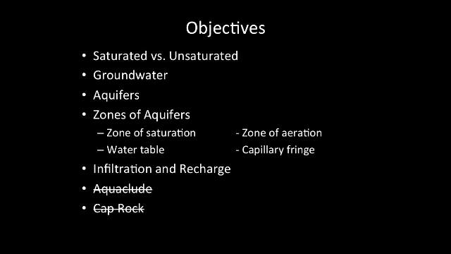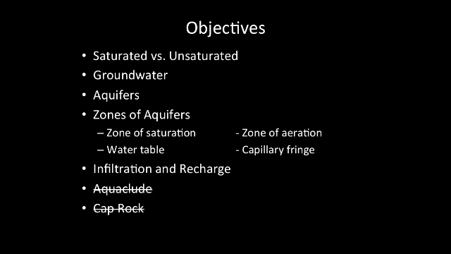Alright guys, so in this video we talked about a lot of stuff. Saturated versus unsaturated, groundwater, aquifers, zones of aquifers and the parts that are in there, infiltration, recharge, we talked about impermeable. Now we didn't get to aquiclude, we'll talk about that in class. It's real simple if you want to write it down. An aquiclude is a layer that can hold water but it can't transmit it. So it would be a horrible place to put a well.